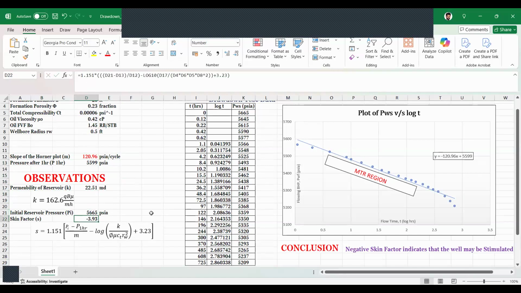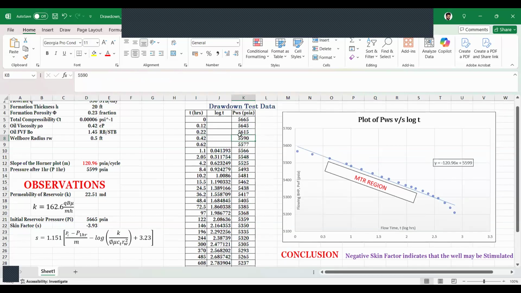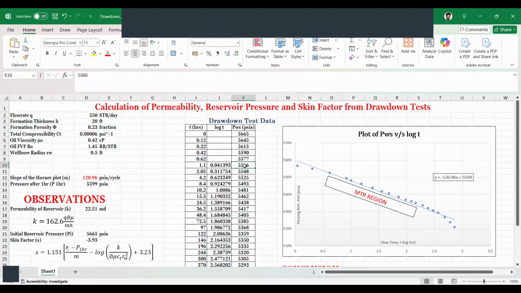So this is calculated from the transient flow equation, where S is equal to 1.151 times Pi minus P1 hour by m minus log k by φμCt rw square plus 3.23. This actually comes from the transient flow equation. So S will now be calculated based on this Pi that is given from this curve, which is 5665, which you can see is just like extrapolation of this MTR region or the tangent line. So P1 hour you can see from here is approximately 5566 from this data given. At 1.1 hours it is 5566.